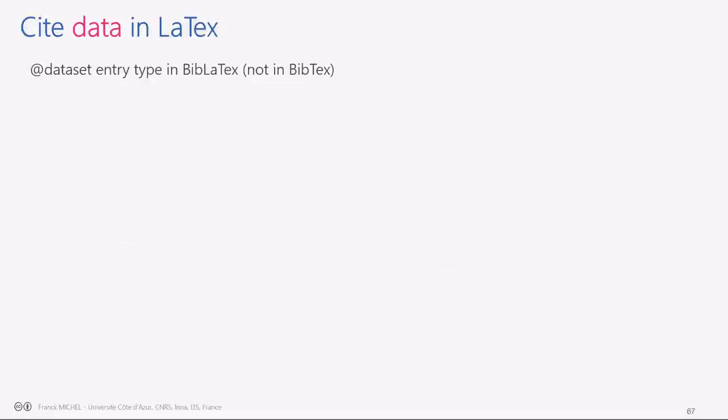Okay, now let's get to more concrete things. You write an article in LaTeX, and you want to cite data or software. How would you do that? Well, there happens to be an extension, an entry type, which is called dataset in BibLaTeX.